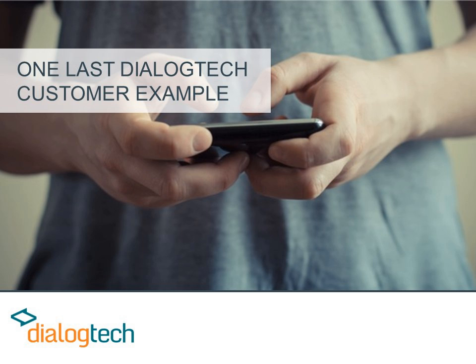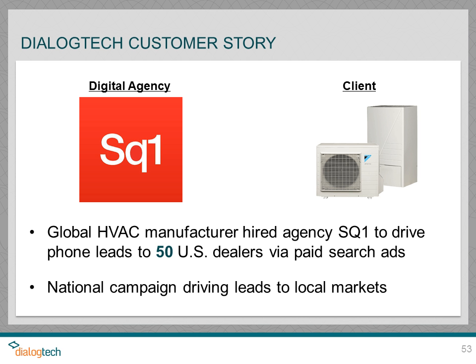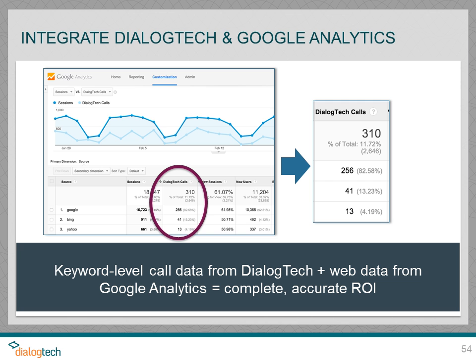So I'm going to end by giving you one last DialogTech customer example. This is the one from an agency called Square One, who was hired by one of the biggest HVAC manufacturers in the world to do national campaigns to drive local leads to some of their local U.S. dealers, 50 local U.S. dealers. And they used paid search to do that. So one way they tracked performance was by linking DialogTech's call attribution technology straight into Google Analytics.